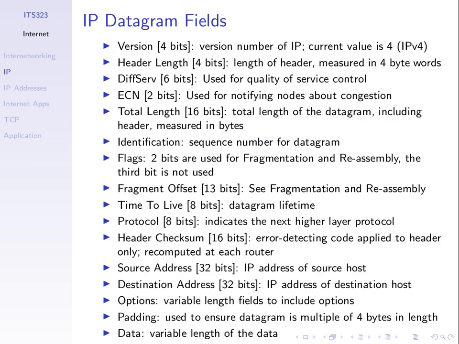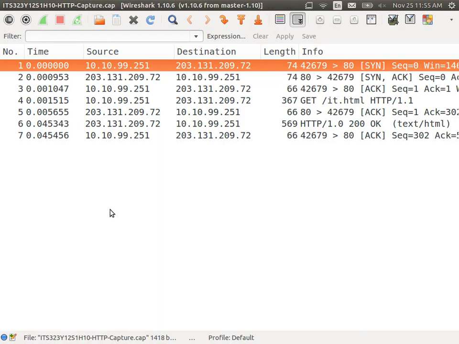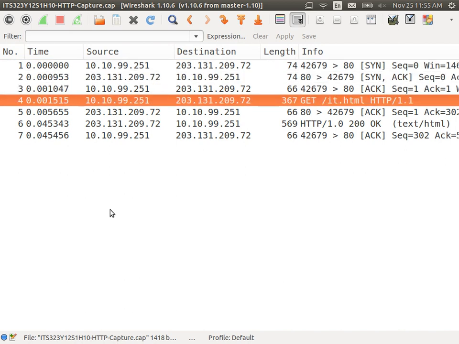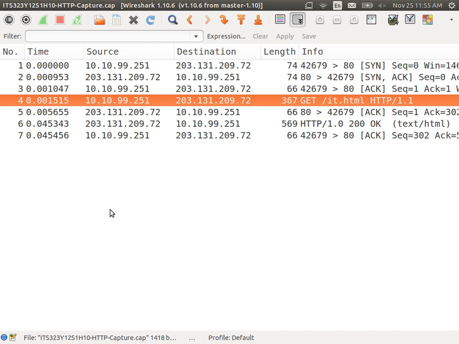Let's see it in use right now. I'll bring up the packet capture that we had yesterday. Yesterday I showed this capture of some packets for web browsing, and we identified that the fourth packet was my computer sending a request for a web page to a server, and the sixth packet was that web page coming back. Let's just zoom in on those two packets and see the IP datagram.